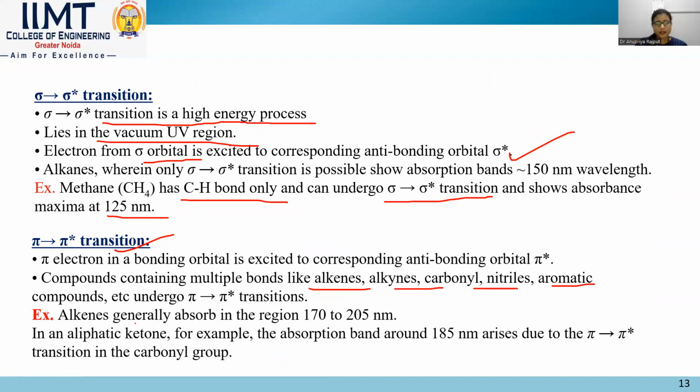Pi to pi star transition generally occurs in molecules that have multiple bonds like alkenes, alkynes, carbonyls, and nitriles. An alkene generally absorbs in the region of 170 nanometer to 200 nanometer. In aliphatic ketones, the absorption maximum is around 185 due to the pi to pi star transition of the carbonyl group.